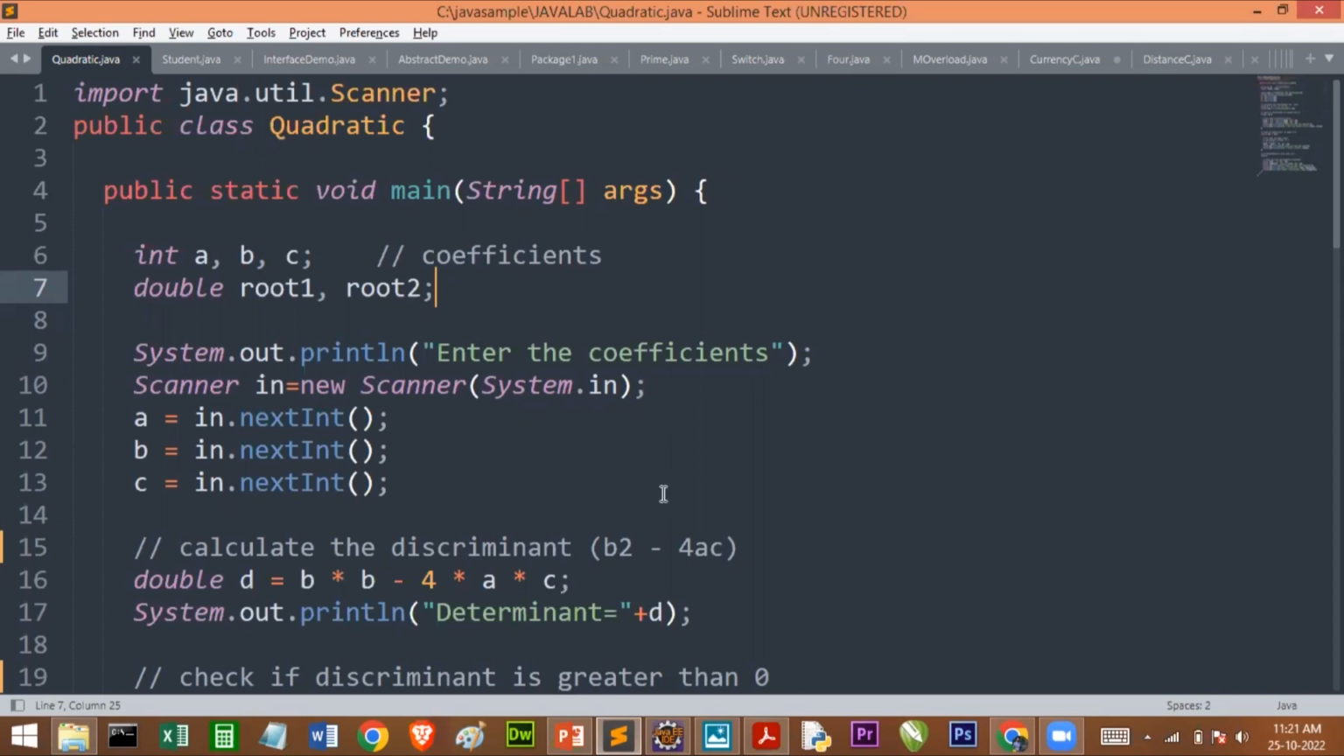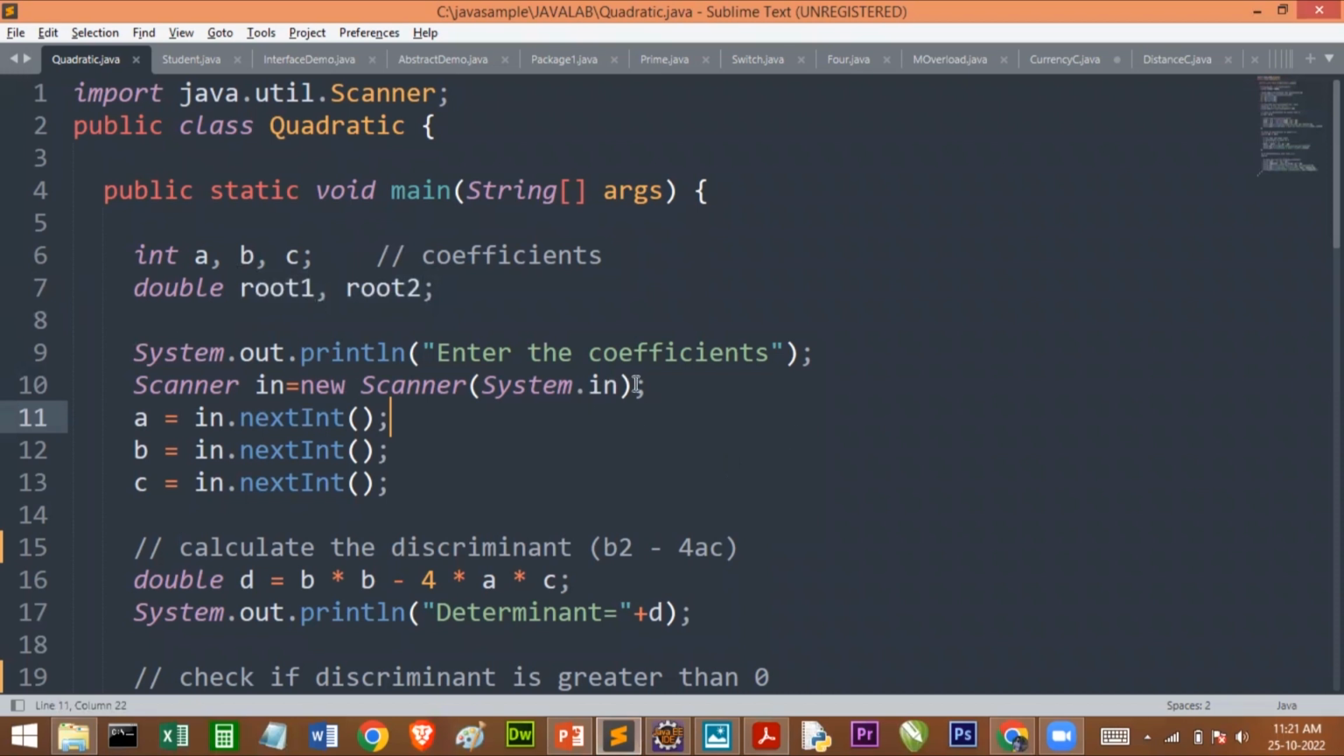Okay, so here I have created one class called quadratic, and this is the main function. Here I have declared three variables to read the coefficient values a, b, and c. And I have to calculate two roots, x1 and x2, so here I have taken root 1 and root 2 variables. Enter the coefficients: I'm reading the coefficient terms from the user.